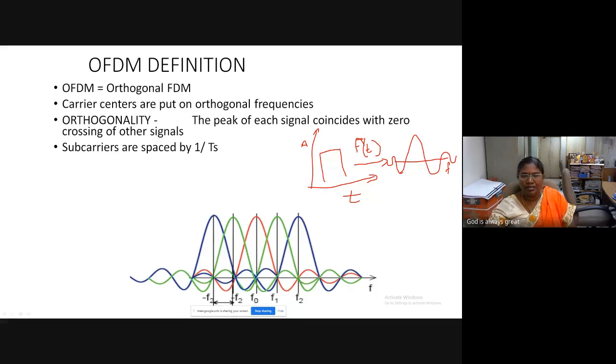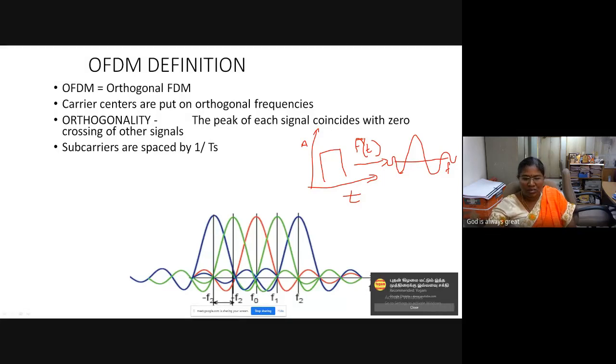There are three signals, three data streams. You can see that blue is at its peak when all the other signals are crossing zero. The green and the red have gone to zero at this point, and at that point your blue is taking a peak value. This is how the frequencies are to be placed.